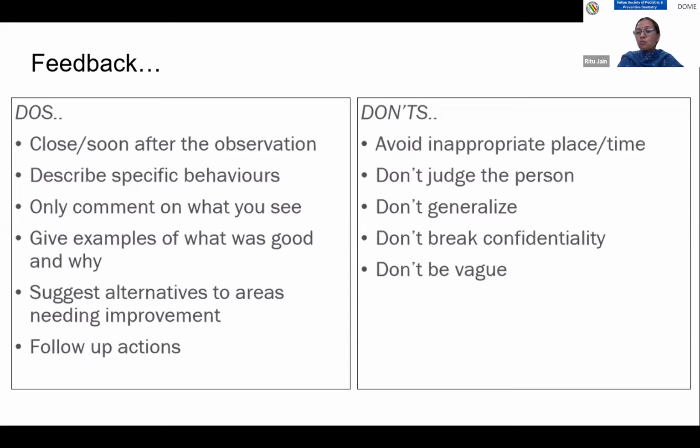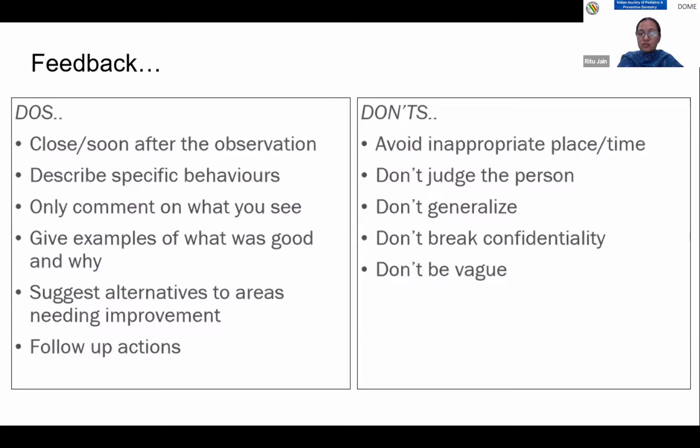Only comment on what you see. This is a method of making the feedback more objective. Do not include any extra information in your feedback, anything about his appearance, about where you saw the student 2 days back in the market. So it should only be very specific on the observable behavior. Give examples of what was good and why it was good. That helps the student to build confidence on his strengths.